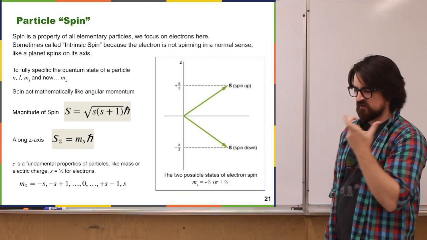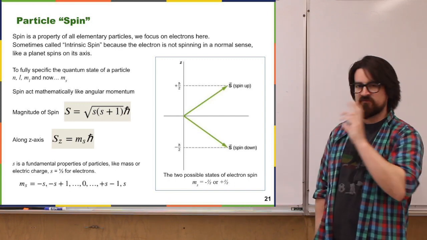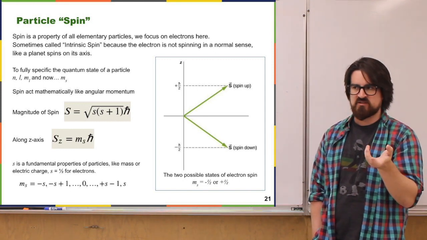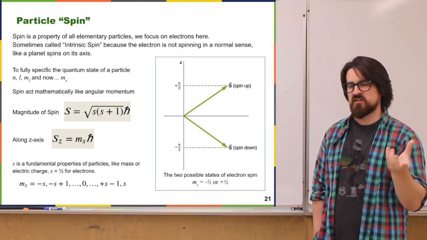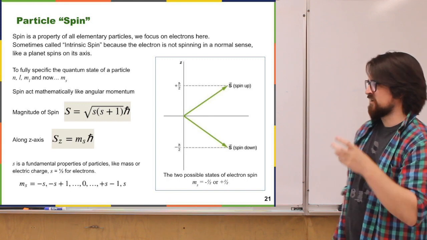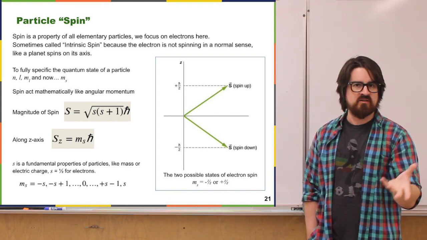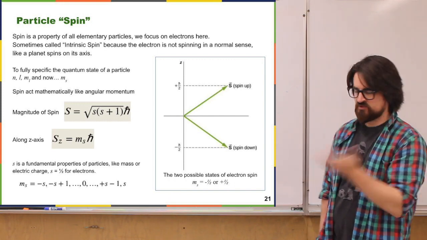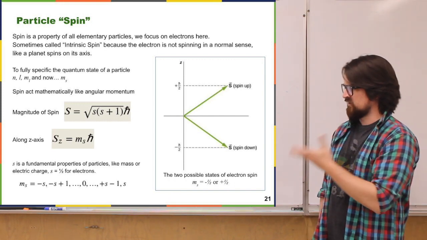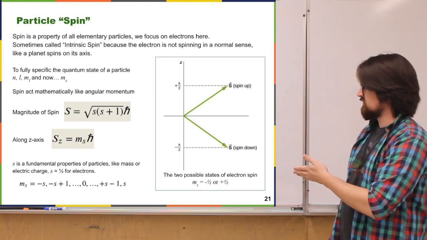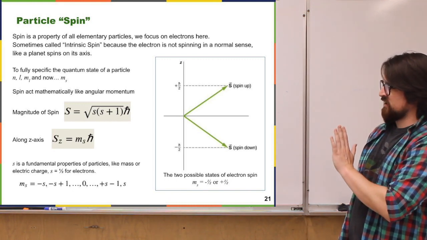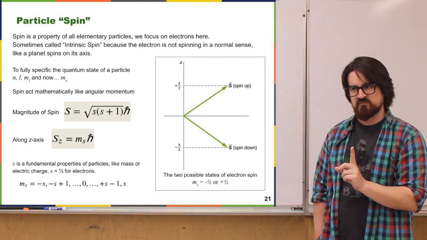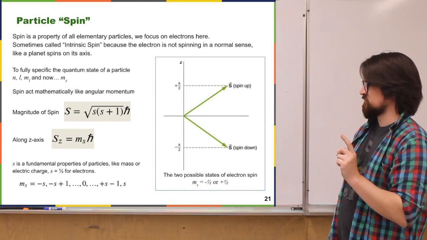And so it turns out that the little s there is a fundamental property of particles. It, in a very strong sense, defines part of what makes that particle what it is. So it's similar to the mass of a particle or its electric charge. For electrons, which we're almost entirely going to focus on, that s value is 1/2, right? It's not an integer. And also for protons, it's 1/2 as well.